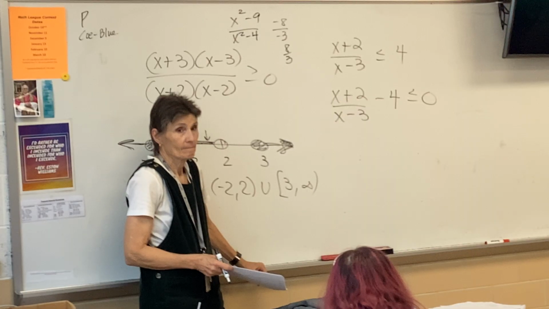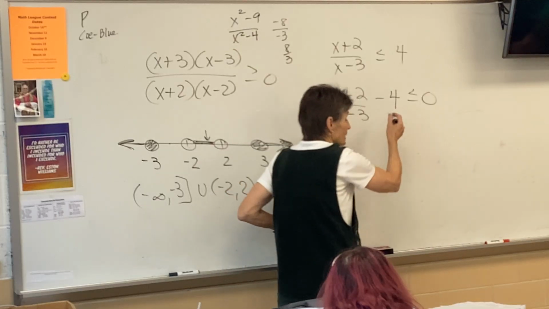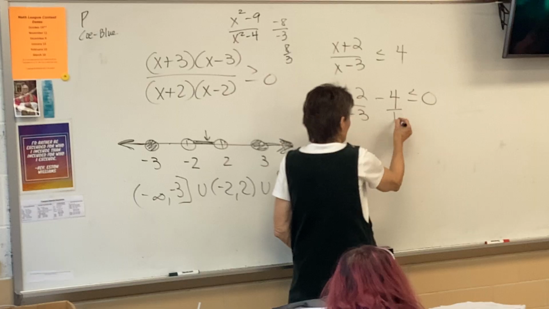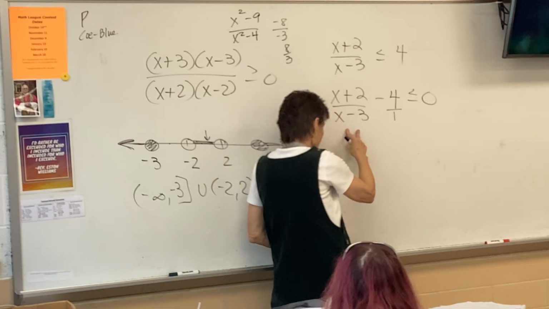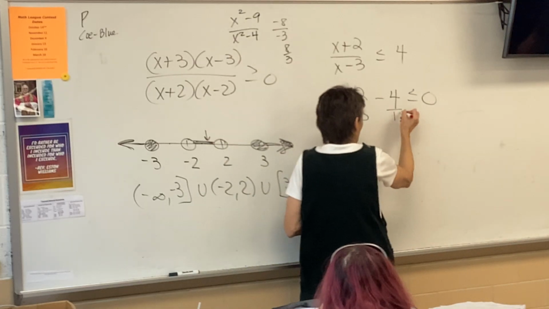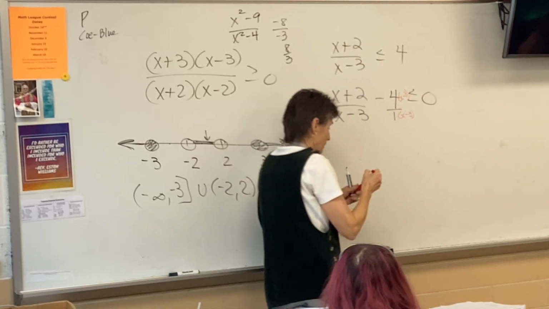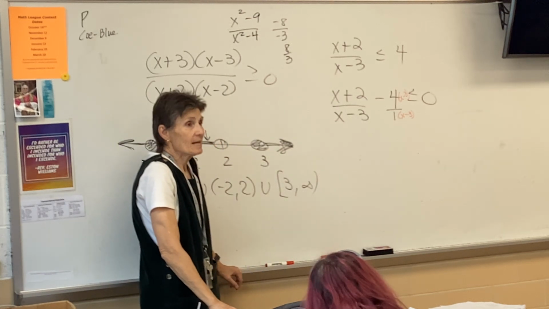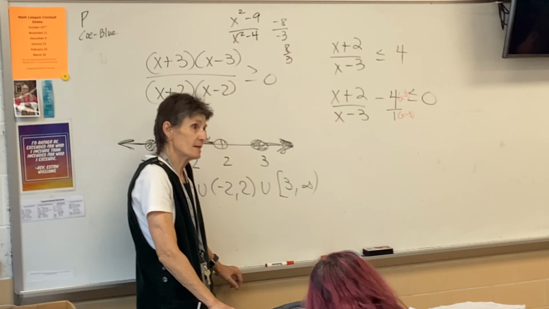Do you have to multiply anything into it? Now, I have to get a common denominator. So, multiply. This denominator right now is a 1. This denominator is an x minus 3. So I am gonna give this guy an x minus 3. In an inequality, you're not allowed to drop the denominator.